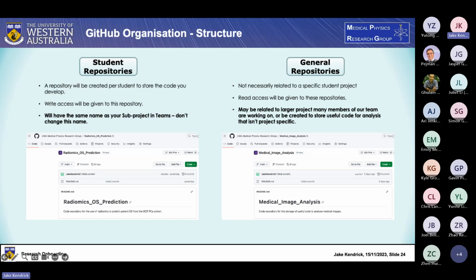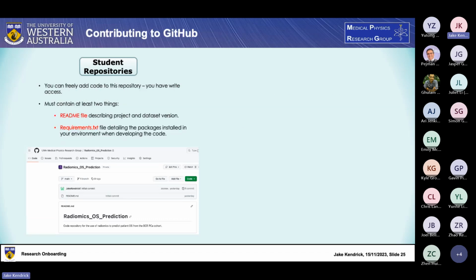So one of the examples I've given here is medical image analysis, right? So it might be useful for us to have a code repository called medical image analysis. And within this repository, we store a whole bunch of functions and Python code, etc., that helps us to analyze medical images. And as a student, you will have access to this repository, but you won't have write access to this repository. So you'll just have to contribute to these repositories in a slightly different way. And I'll describe what that is in a moment.